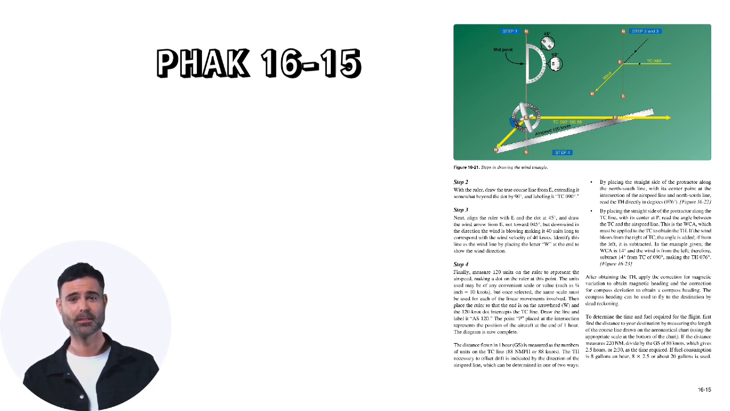TC 090 degrees. Step 3. Next, align the ruler with E and the dot at 45 degrees, and draw the wind arrow from E, not towards 045 degrees, but downwind, in the direction the wind is blowing, making it 40 units long to correspond with the wind velocity of 40 knots. Identify this line as the wind line by placing the letter W at the end to show the wind direction.